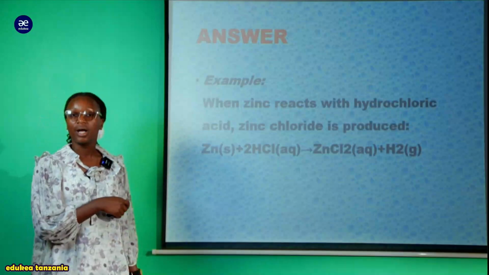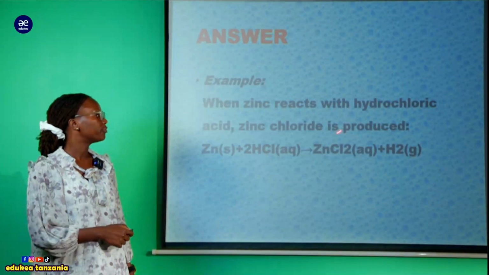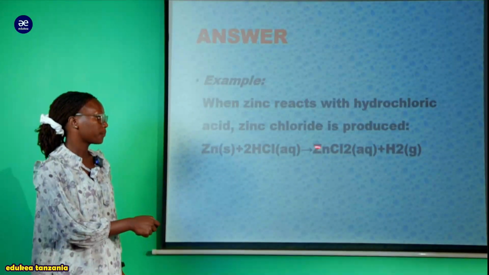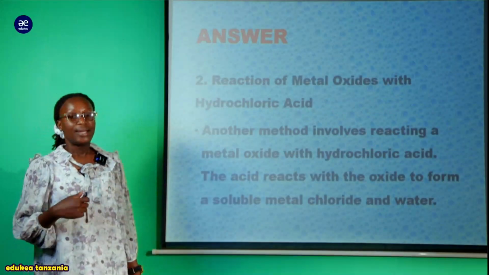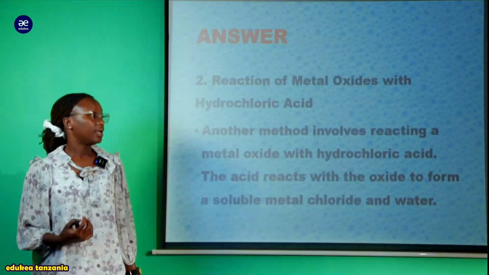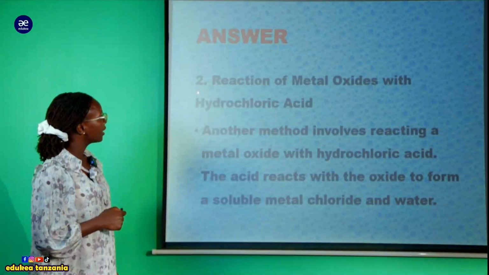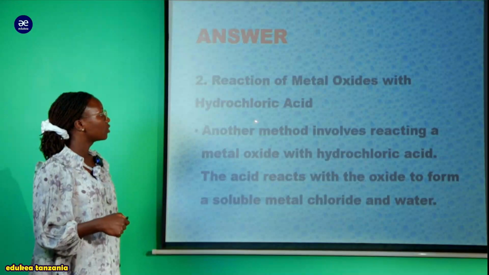So this is the first method which can be employed so as we can make the preparation of this metal chloride. The main thing is to prepare this metal chloride. Okay. Now the second method, remember we were told there are 5 methods which can be used. So the second method is the reaction of metal oxides with hydrochloric acid.